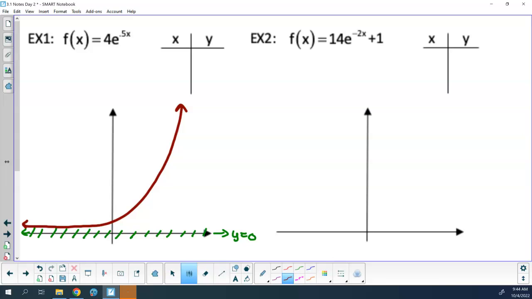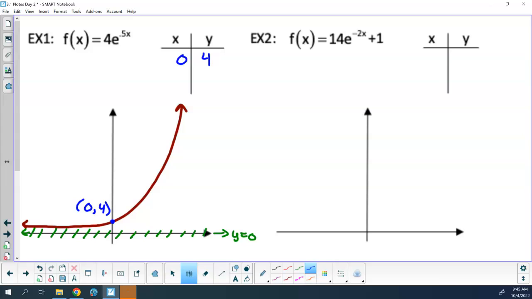Give me a point that it goes through. 0, comma, what? Luke, you got it back there? 0, 4. 0, comma 4? Do we agree with 0, comma 4? If I plug in 0, 0.5 times 0 is 0. e to the 0 power is 1. 1 times 4 is 4.